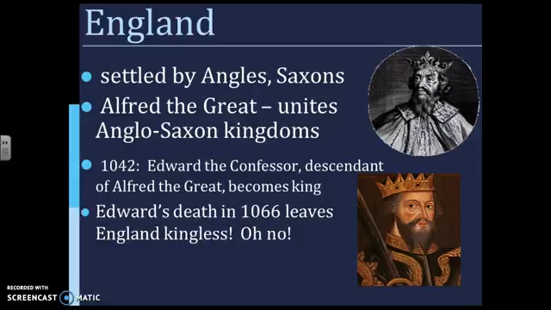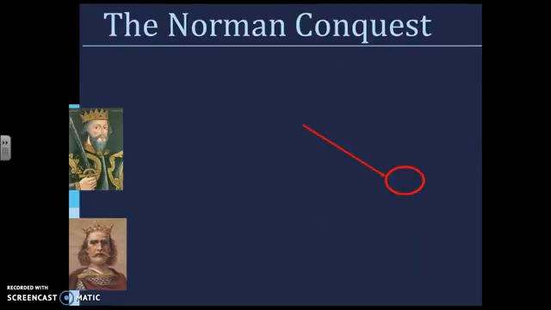However, there's a problem. Edward the Confessor dies in 1066, and he has no sons. So the question of who's going to be the new king is up for grabs, and this causes a lot of problems because there are 2 main contenders. And that leads us to the event of the Norman Conquest. So this is when you have 2 kings or 2 people fighting for power.